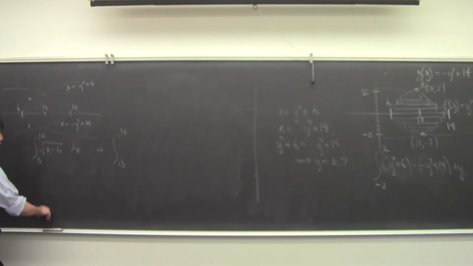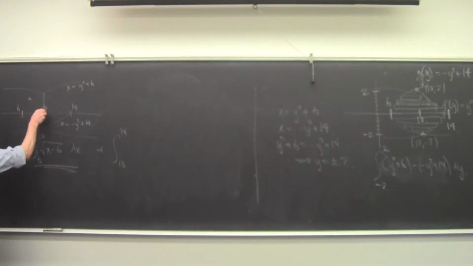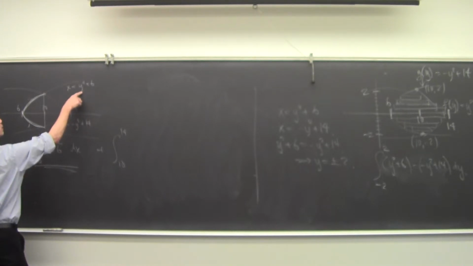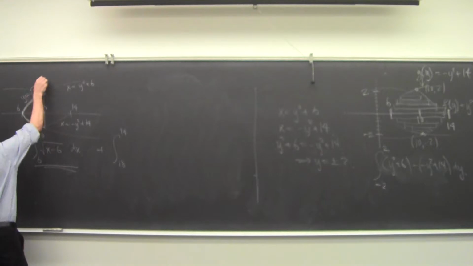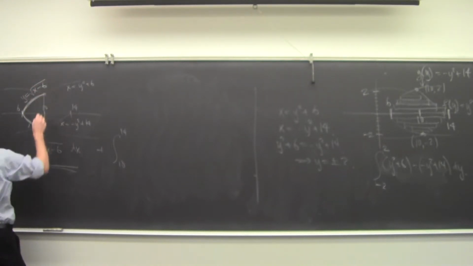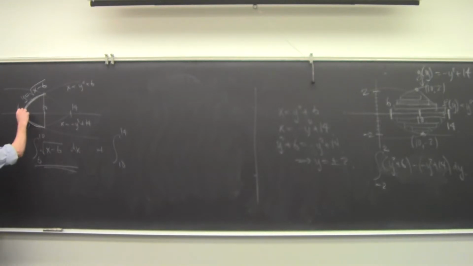So let's look at this first one first. You say, okay, I've got this area here. The area is the thing between this function and this function, right? Well, what's this function? X is y squared plus 6, so as you say, that means that y is going to be the square root of x minus 6, right? So that's for the upper guy.